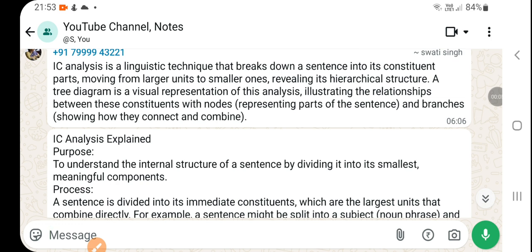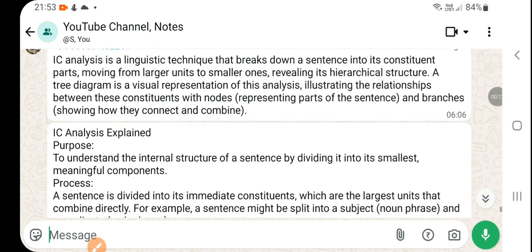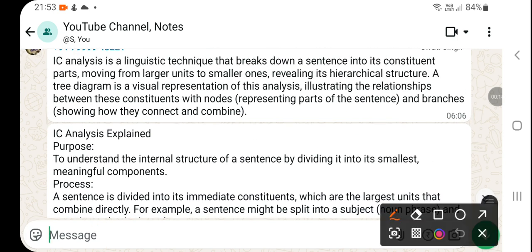Immediate constituent analysis is a linguistic technique, right? So, first of all, we should know that this is the linguistic technique that breaks down a sentence into its constituent parts, moving from larger to smaller ones, right? And then revealing its hierarchical structure.